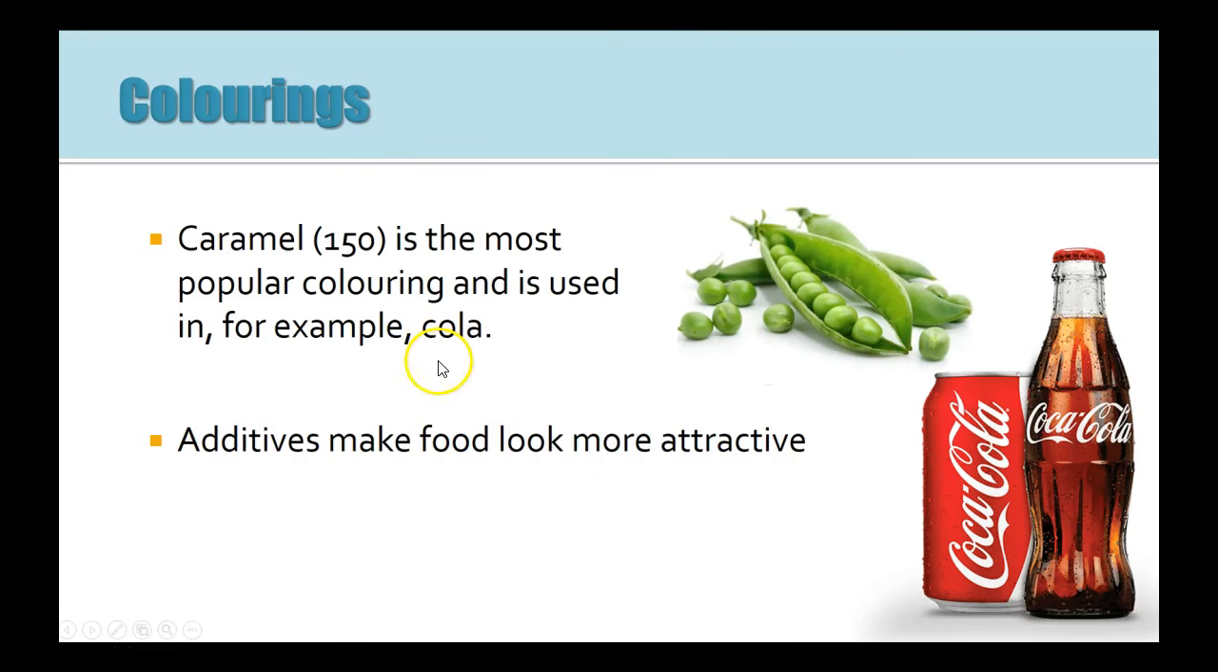So colorings are used to enhance the color of food. So caramel, for example, is a really popular coloring and is used in Coke, and some colorings will be added to food to make them more appealing. So when you actually process peas, they turn brown, and green coloring is actually added back to the peas to turn them green again.